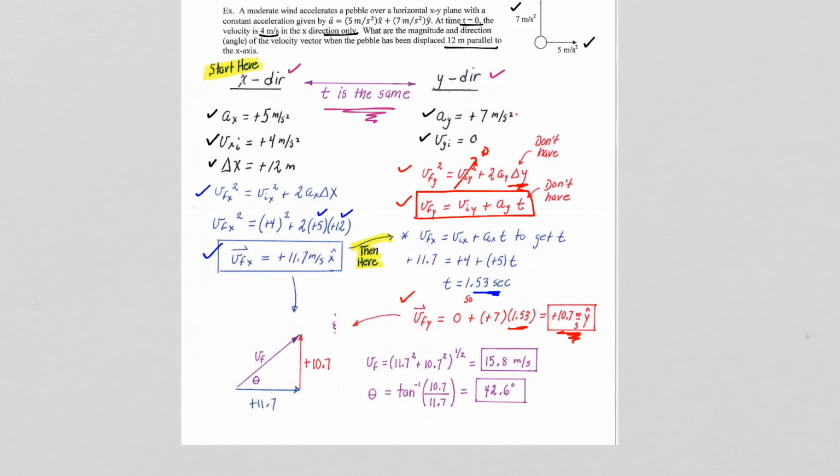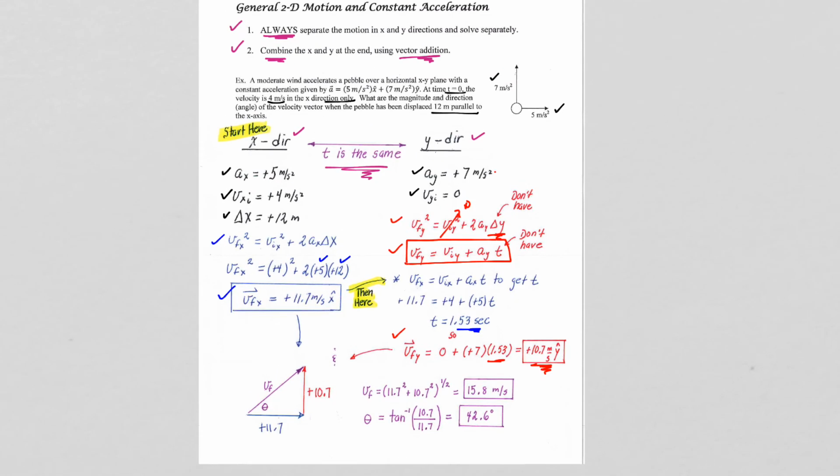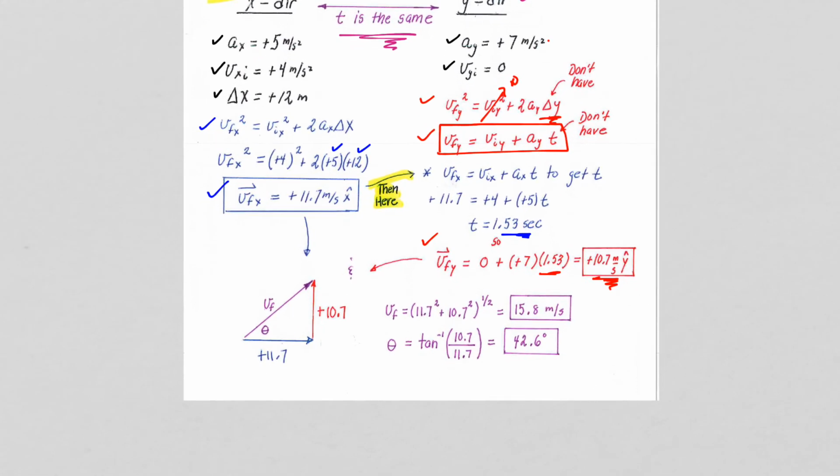So I will do as it says in step 2 and combine the x and y information. My v final in the x direction is 11.7. My v final in the y direction is positive 10. Tip to tail, I get my v final is 15.8, and my theta from inverse tan is 42.6.